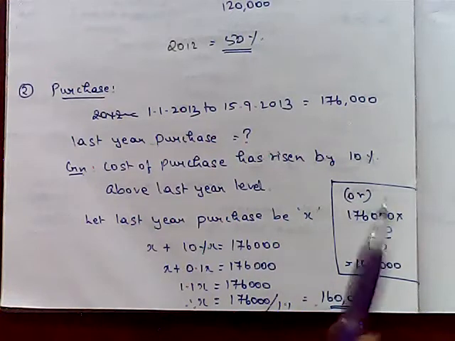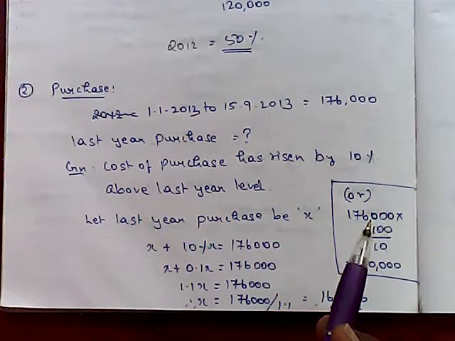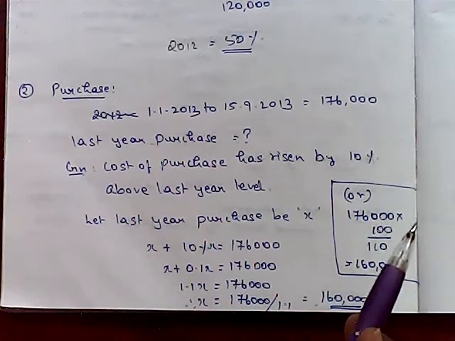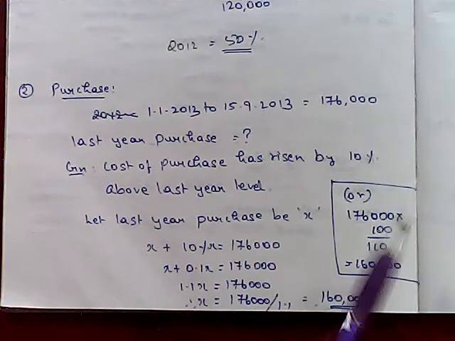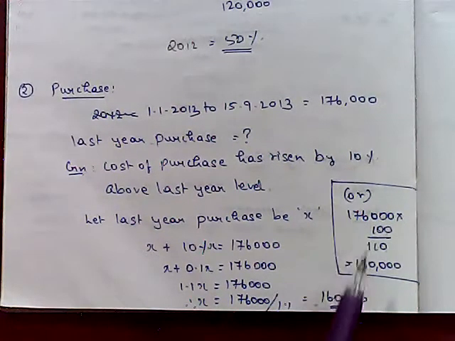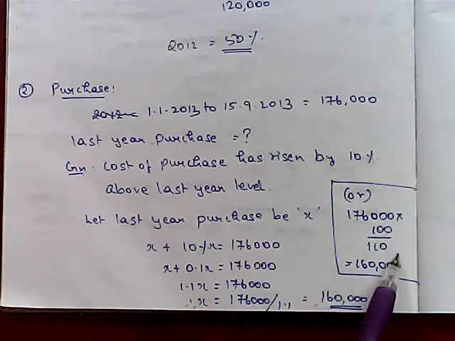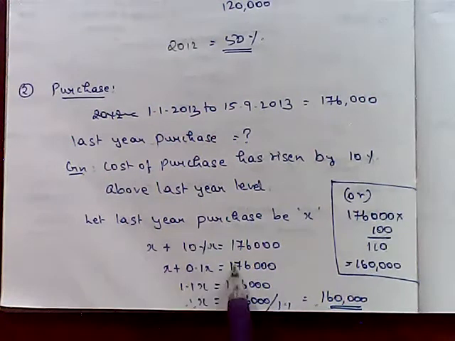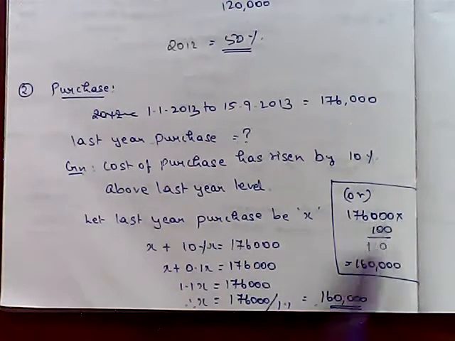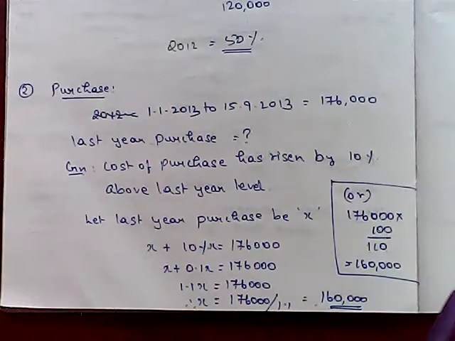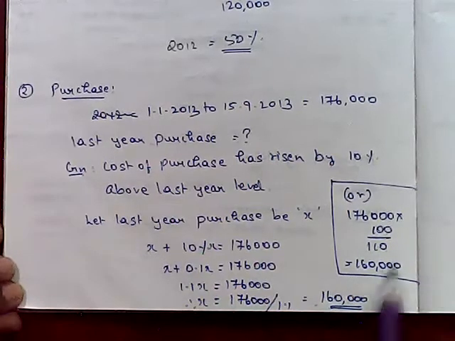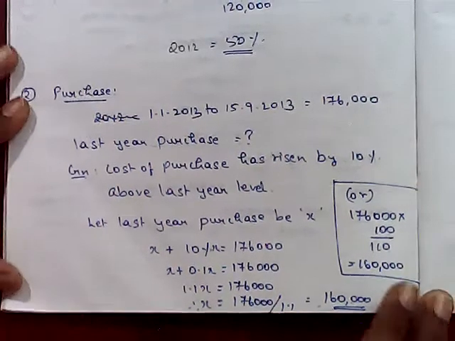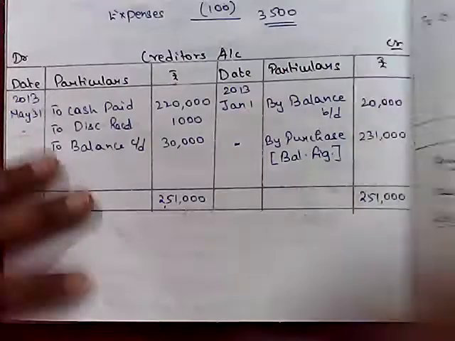If your increase in cost of purchase is 20%, then you will do 100 plus 20, which is 120. Since it is 10, you will do 100 plus 10, which is 110. So this is a very simple formula, but this is the logic behind this formula. This is the concept used behind this formula. So whatever it is, you will get the same answer, which is 1,60,000.